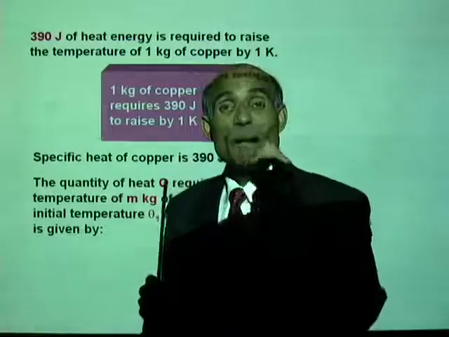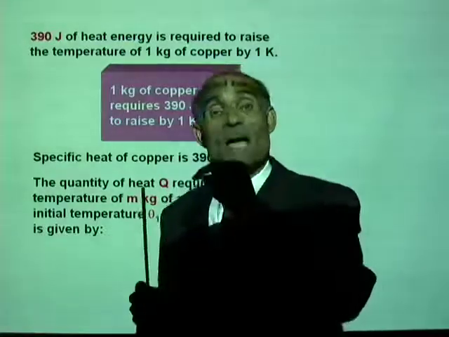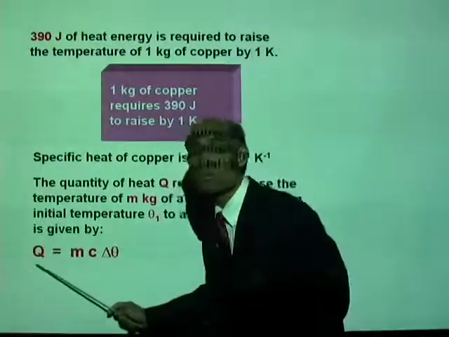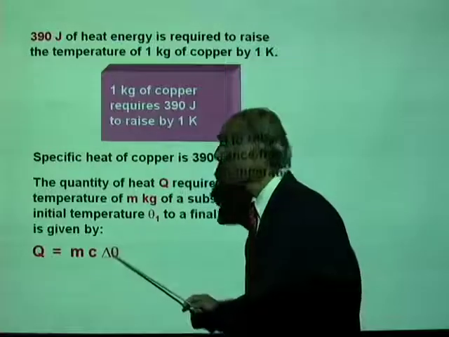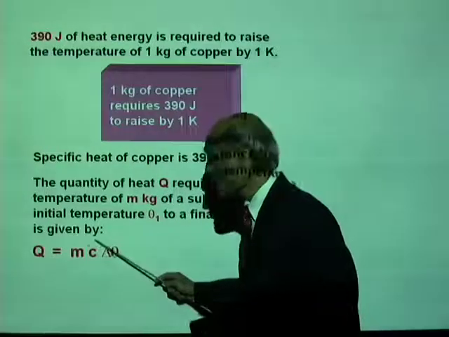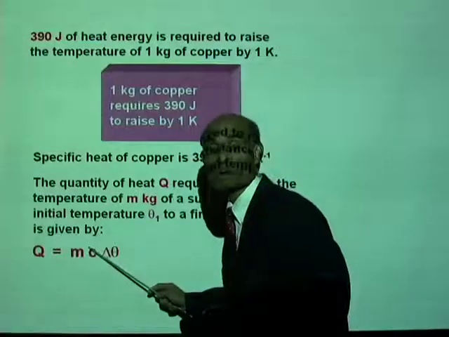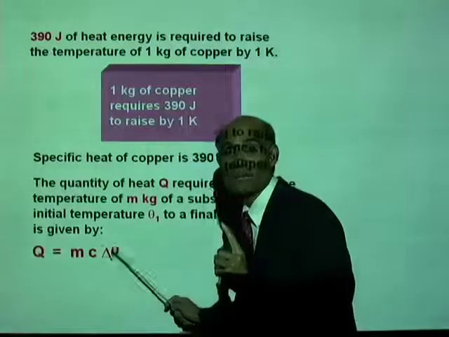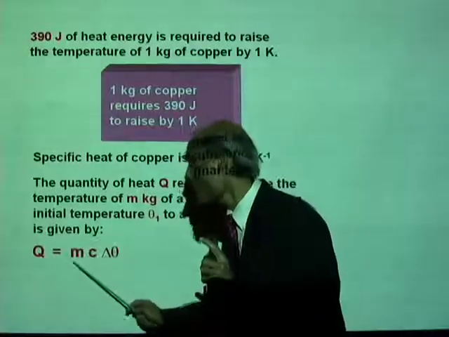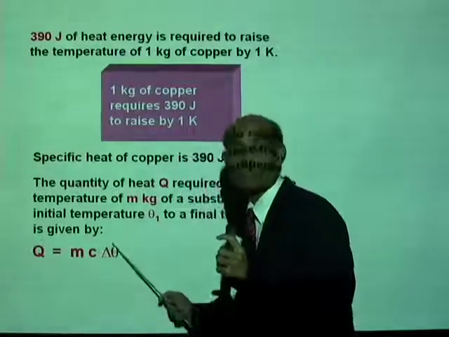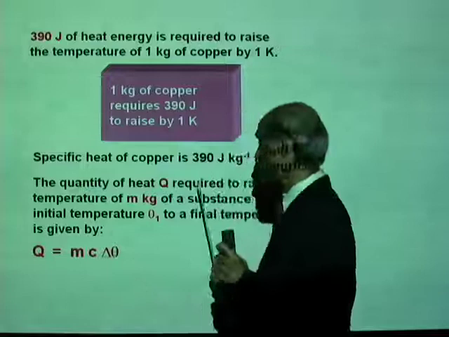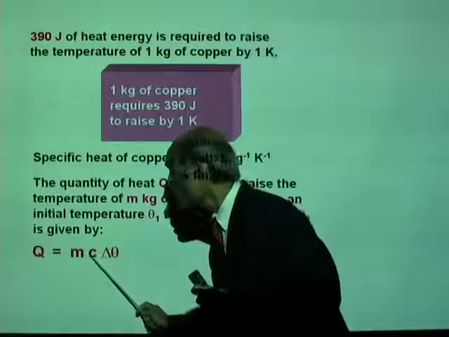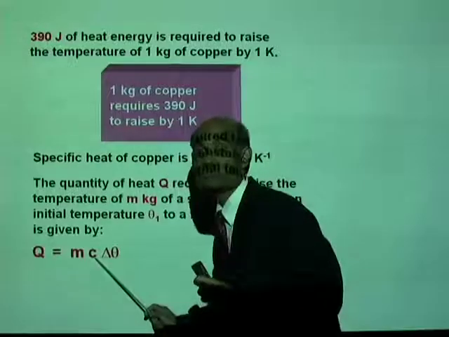What do you do? Multiply the specific heat by the mass and then the change in temperature. The quantity of heat Q equals mc delta theta. It's very simple to understand because c is a measure of heat needed to raise 1 kilogram by 1 Kelvin. So if you multiply c by m and the change in temperature, delta theta is the change in temperature, that is theta2 minus theta1.